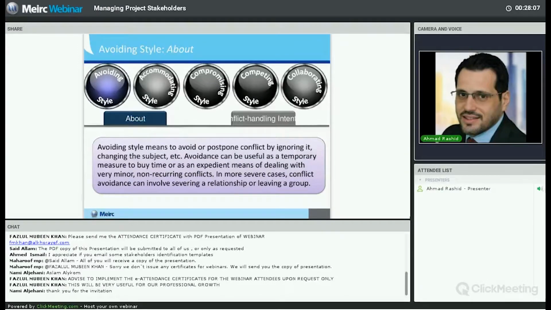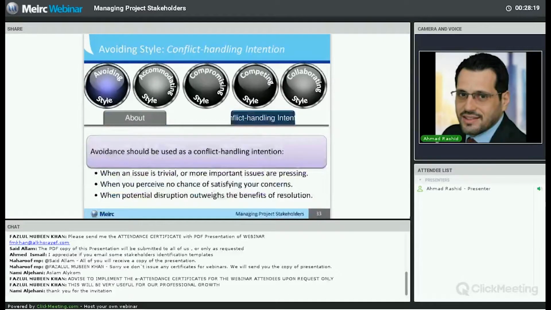We're not saying that avoiding is not good, but you need to be careful when to use it, because if you always use avoiding in resolving stakeholders' conflicts, then this might not get you anywhere, and it might be just postponing the problem but not solving it.